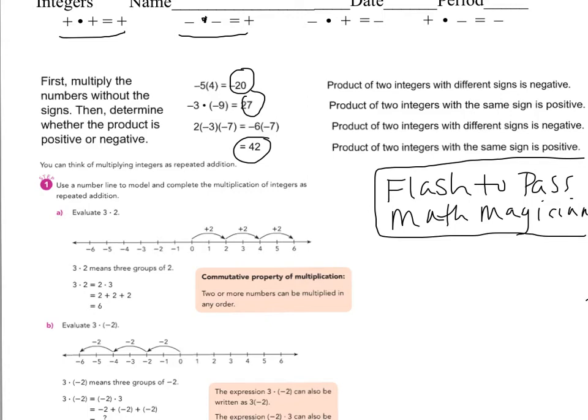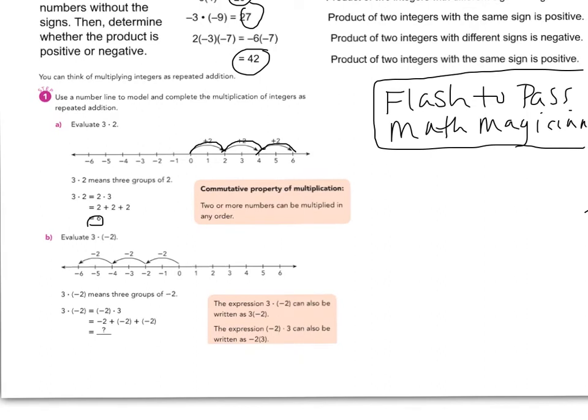So now we have 3 times 2. So we have 3 groups of 2. So we're adding 2, then we're adding a second group of 2, and then we're adding a third group of 2. So 3 times 2 means 3 groups of 2, which gives me positive 6. Okay? And then the same thing down here. We have 3 times negative 2. So that means 3 groups of negative 2. So we start at 0, and since we're going negative, we're going 1 group of negative 2, 2 groups of negative 2, 3 groups of negative 2. So 3 times negative 2 gives us negative 6, because negative 2 plus negative 2 plus negative 2 is negative 6. Okay?